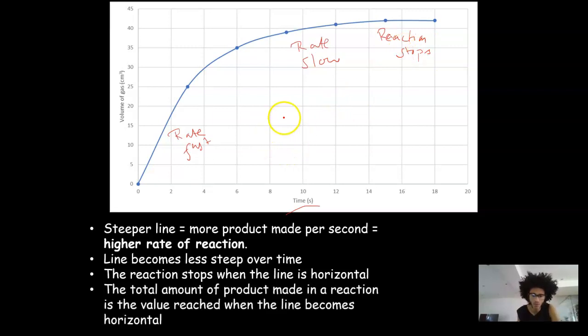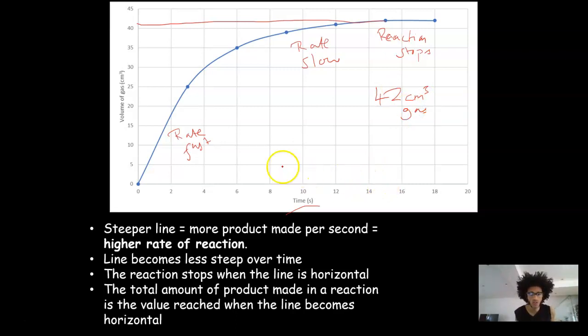Couple other things. The total amount of product made in a reaction is the value reached when the line becomes horizontal. So if we look at this point, you can see the line becomes horizontal more or less. I'm just going to roughly draw my line across. It's around 42. I'd use a ruler if I was being more precise, but it's around 42. So basically, in this reaction, you make 42 centimeter cubed of gas in total. That is your total product.